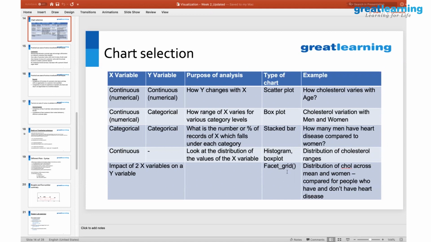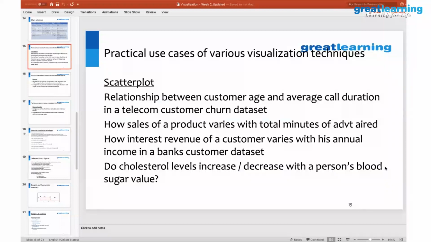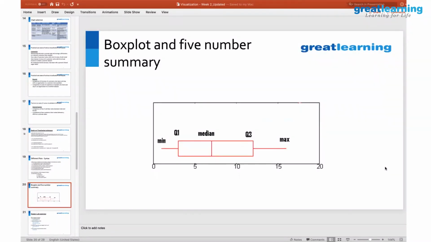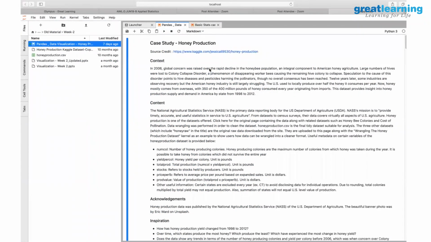Facet grid is about creating a grid or an image where you can have different plots plotted together, and you can use it for representation purposes. We'll get into facet grid when we touch on an example in Seaborn. Right. So this is a box plot that we talked about. Minimum, Q1, median, Q3, and max. So here is a case study that we quickly touched upon last time.